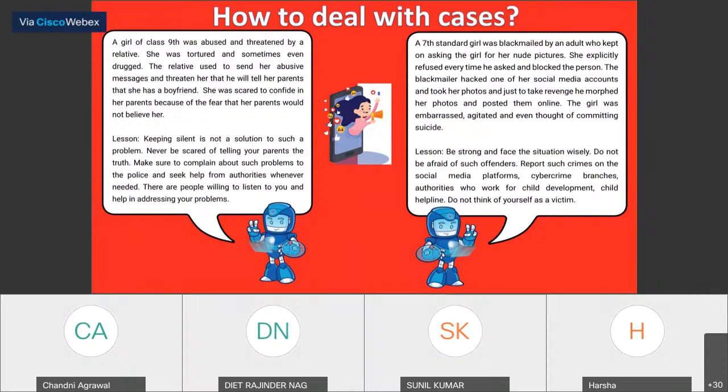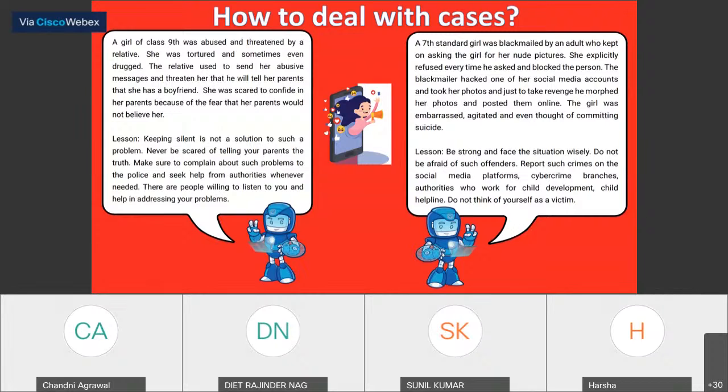A girl from class 9 was abused and threatened by a relative, and she was tortured and given some drugs also. The relative was sending abusive messages and threatened her that he will tell her parents that she has a boyfriend. So she was scared to confide in her parents because of the fear that her parents would not believe her. The lesson learned is that keeping silent is not a solution. Never be scared of telling your parents the truth. Make sure you complain about such kind of problems to the police and seek help from authorities. So you can deal with cases of cyberbullying or any other cybercrime with your kids. And I am coming to more points on how you can deal with it in a better way.